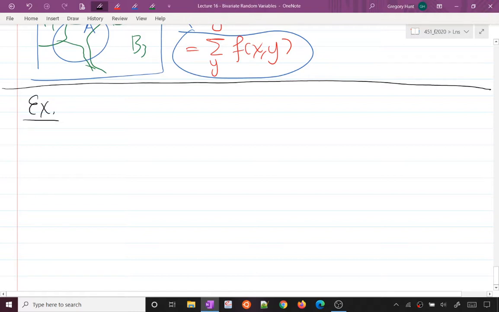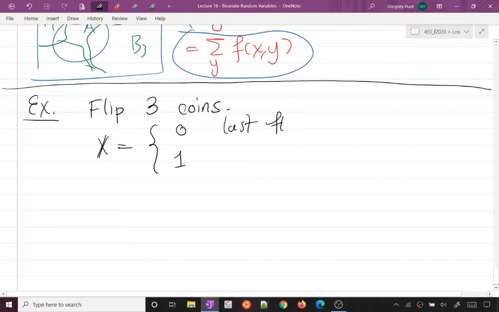So again, we're going to consider the example of flipping 3 coins. And again, X is our random variable that is 0 if the last flip is a tails, and 1 if the last flip is a heads. And we had another random variable Y, which is just the number of heads in 3 flips.